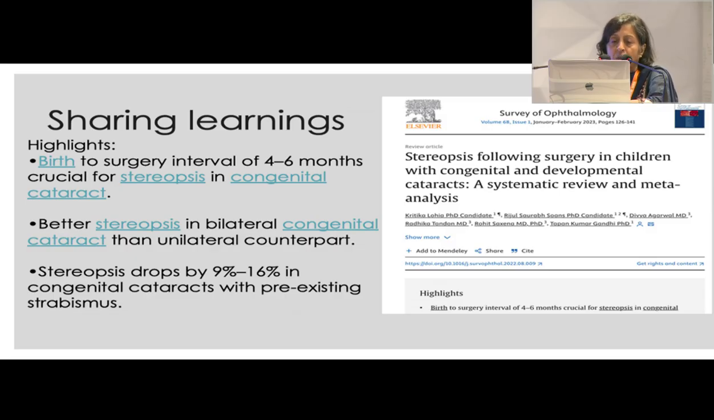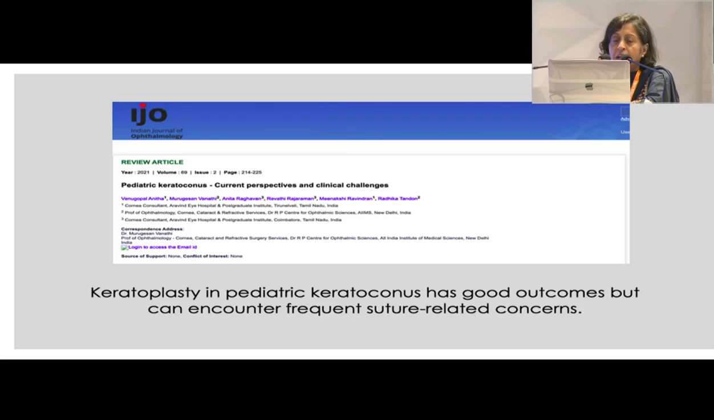There is better stereopsis in bilateral congenital cataract than in the unilateral counterpart, as we know. And from that learning, one would be tempted to have very early intervention for keratoplasty as well. Now, keratoplasty in pediatric keratoconus has good outcomes but can encounter frequent suture-related concerns.